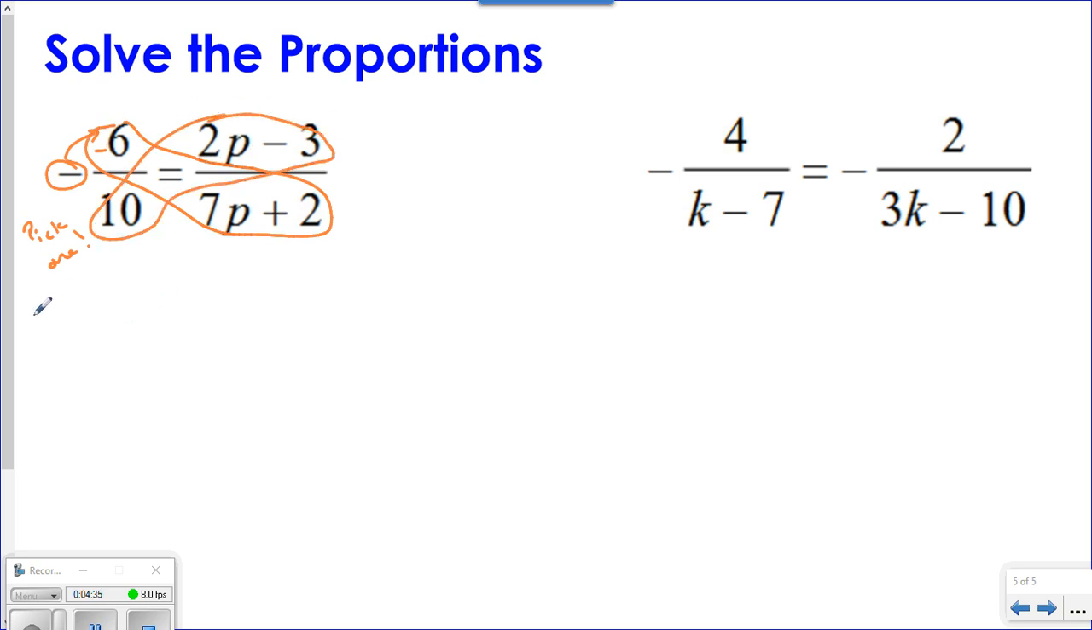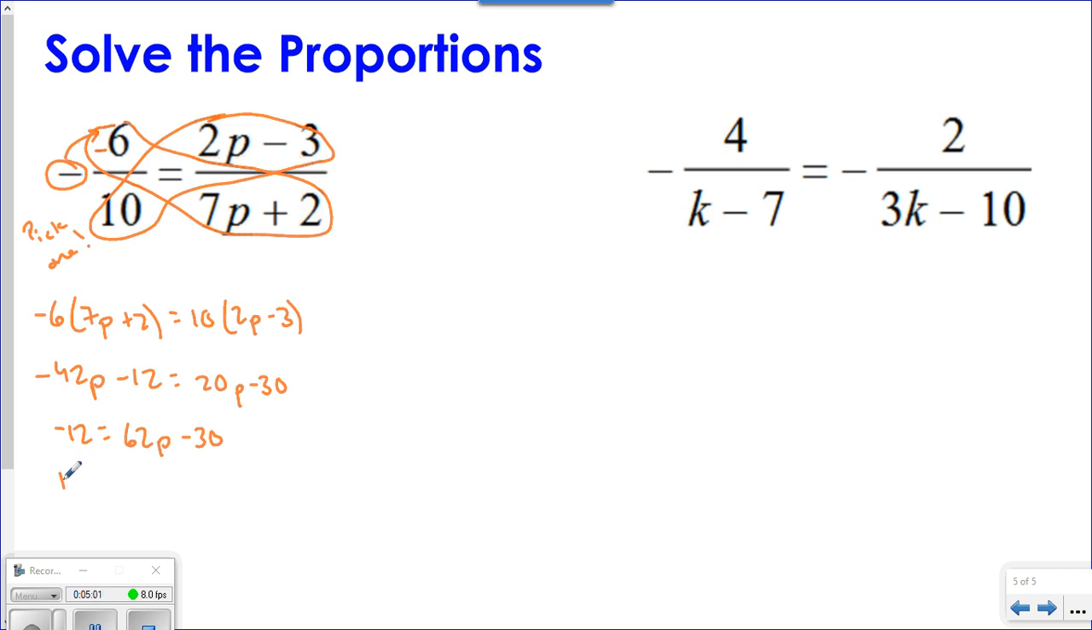And we're going to use that distributive property, except this time we're going to distribute negative 6 through to the 7p plus 2, and we'll have positive 10 to the 2p minus 3. So we'll get negative 42p minus 12 on the left, and 20p minus 30 on the right. I'm going to add 42p to both sides, so negative 12 equals 62p minus 30. Now I'm going to add 30 to both sides, so we're going to have 18 equals 62p. And then we'll just have 18 over 62, which we can reduce to 9 over 31 for p. And we'll put that inside our brackets here.